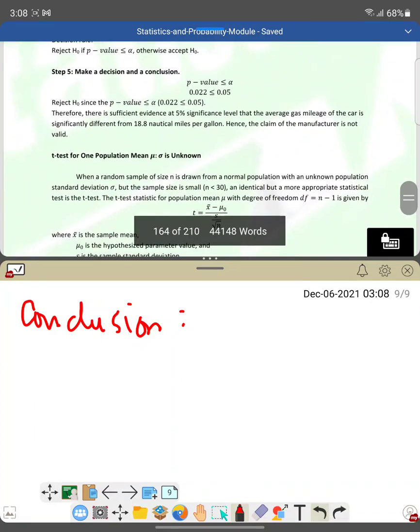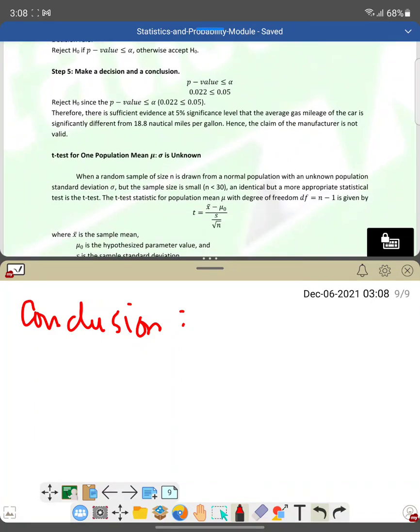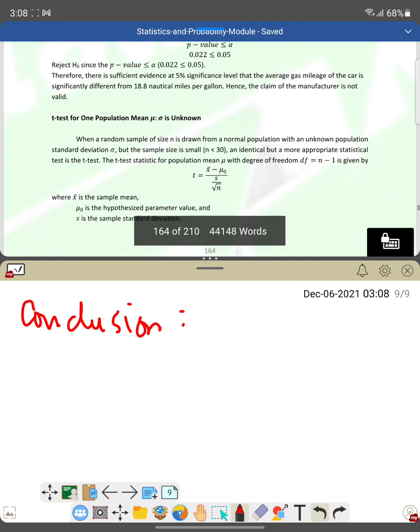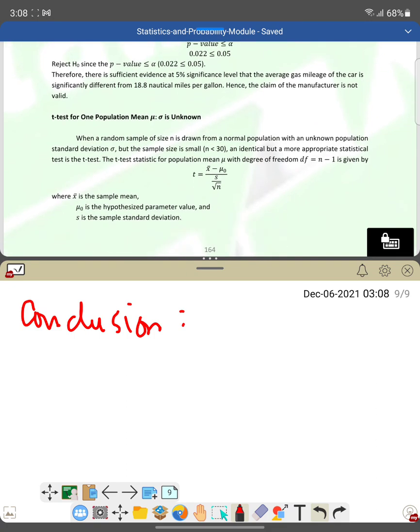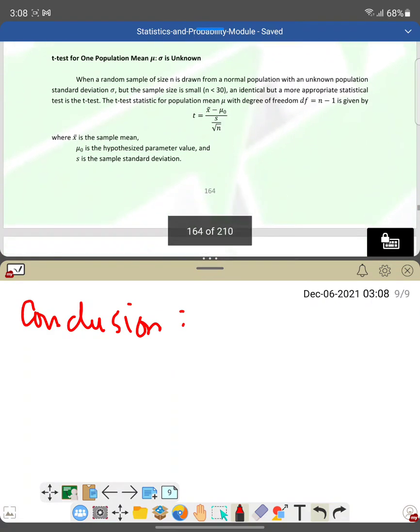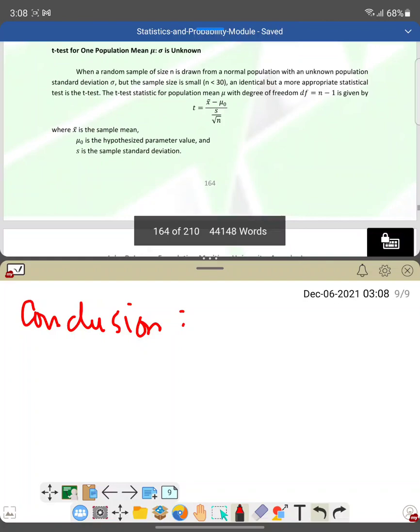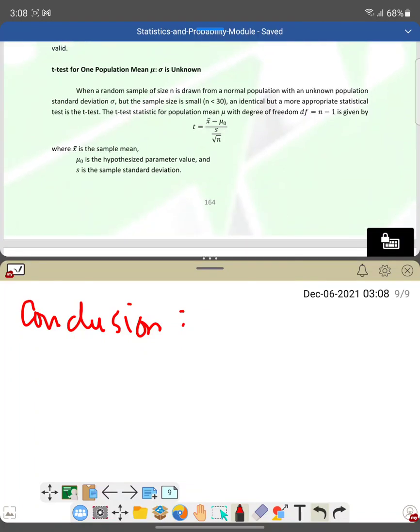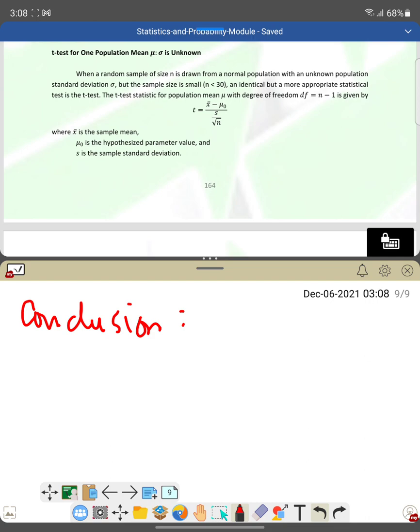Okay, so that's it. Another one is the test for one population mean when the population standard deviation is unknown. When a random sample of size n is drawn from a normal population with an unknown population standard deviation, but the sample size is small, which is n less than 30, an identical but more appropriate statistical test is the t-test. So take note, n is less than 30.